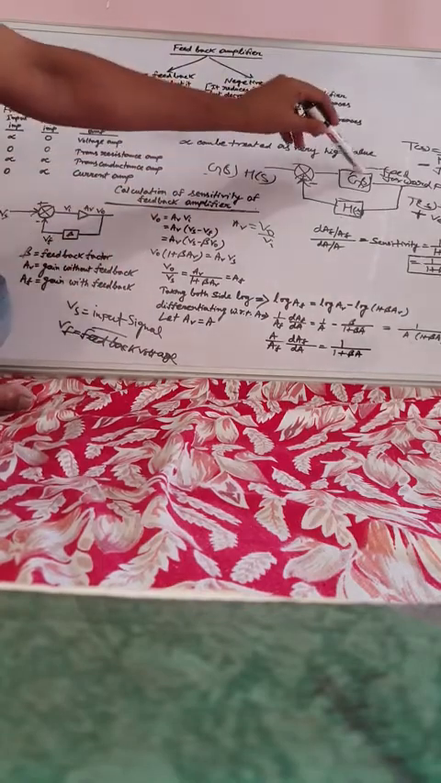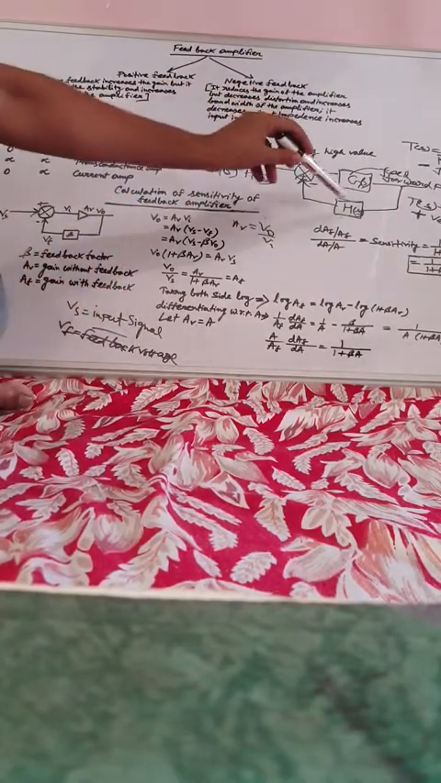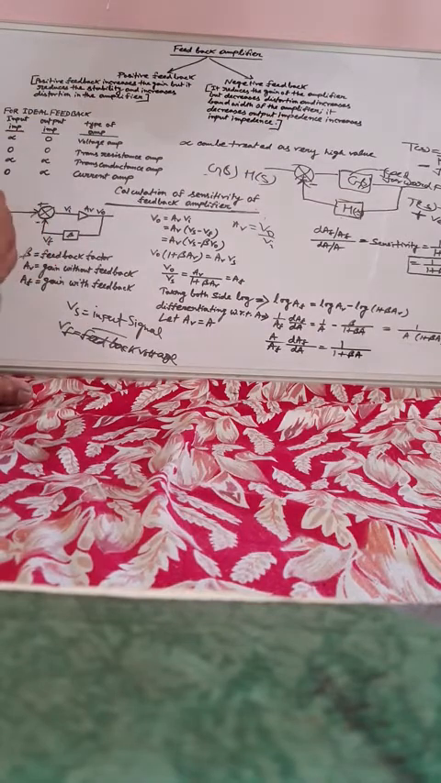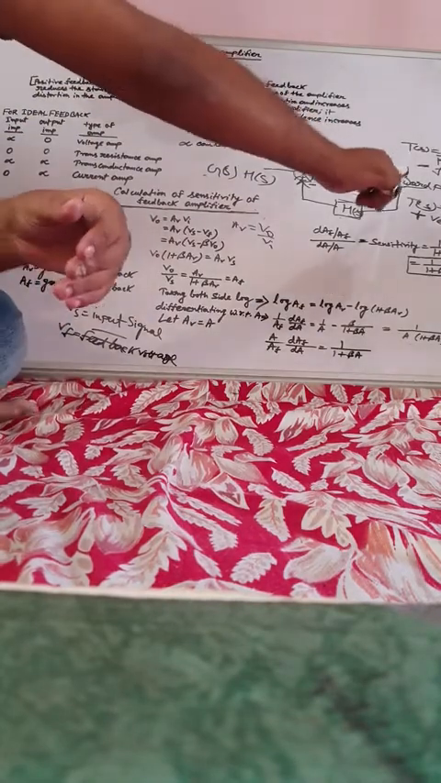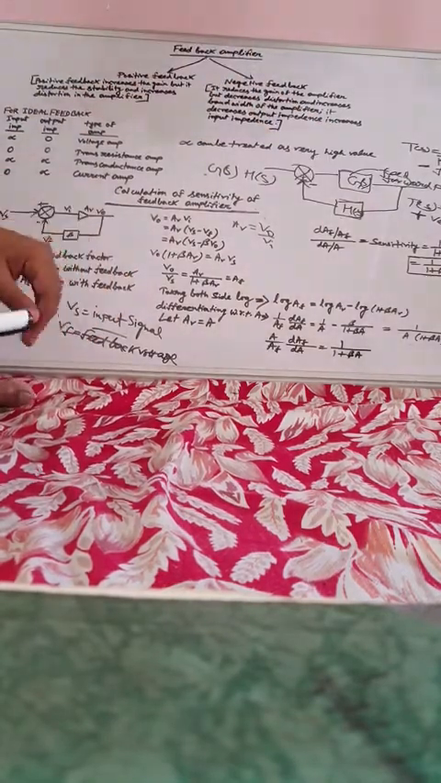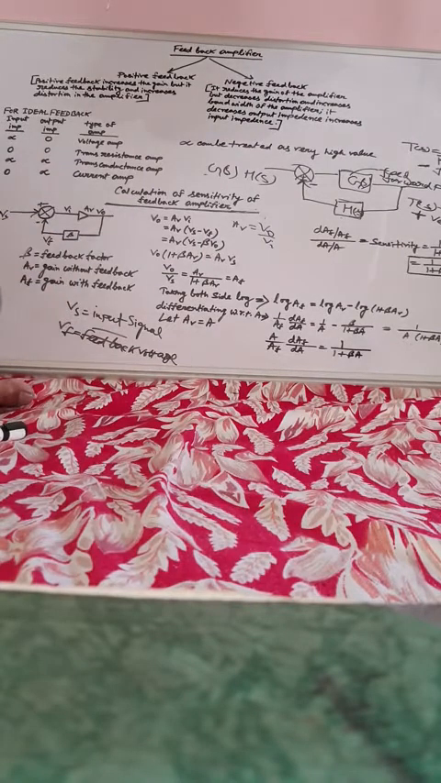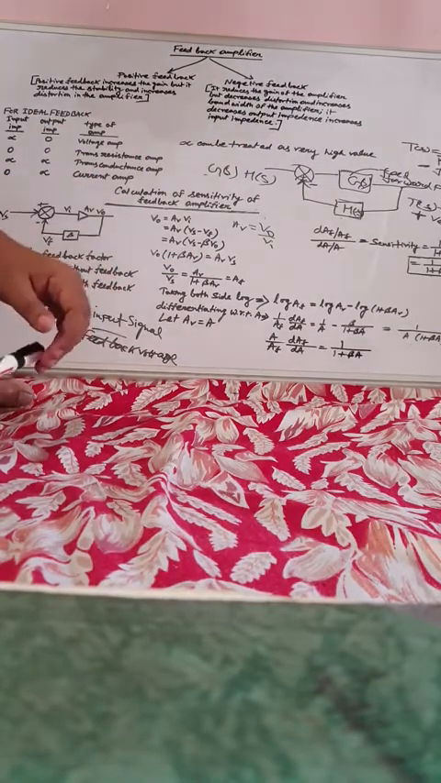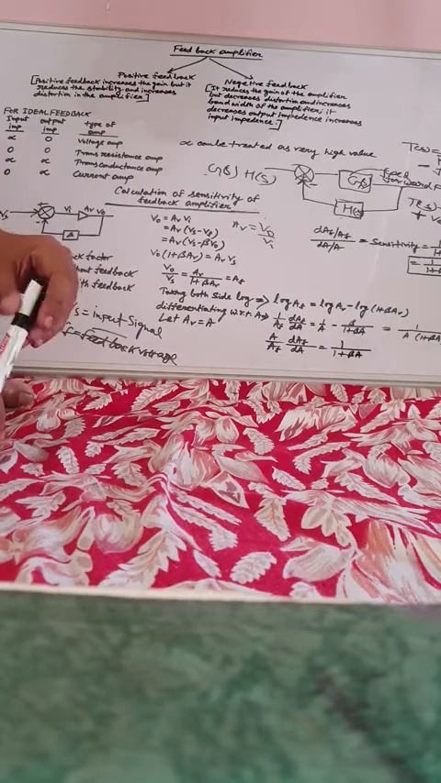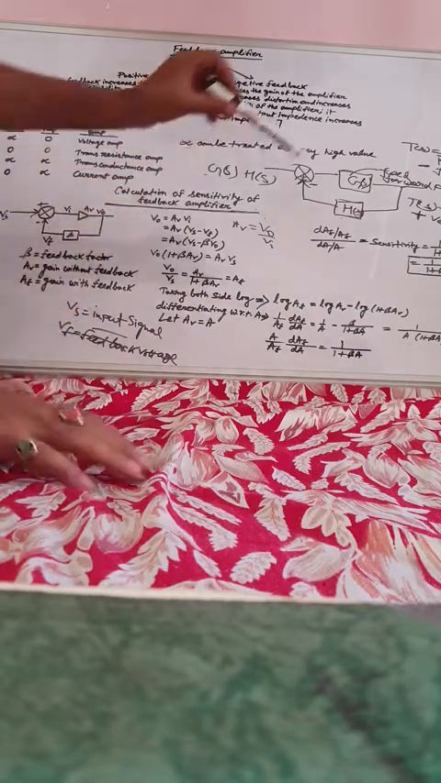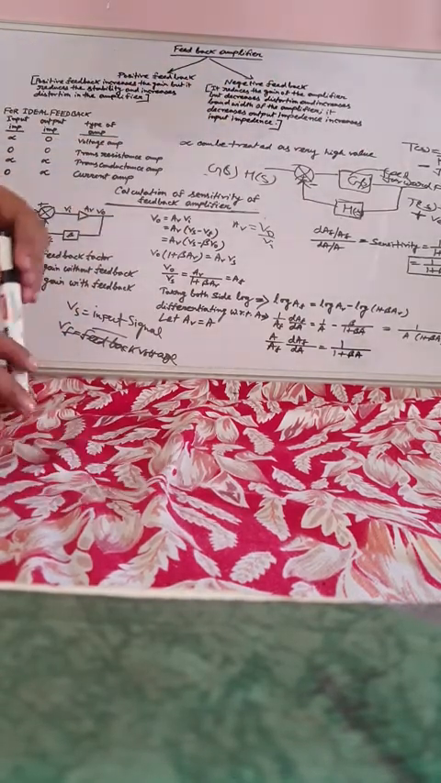This is called feed forward path. This is called feedback path. Feedback path means from the output terminal we are feeding a path directly to the input terminal. This is known as feedback path, and this G(s) is known as feed forward path.